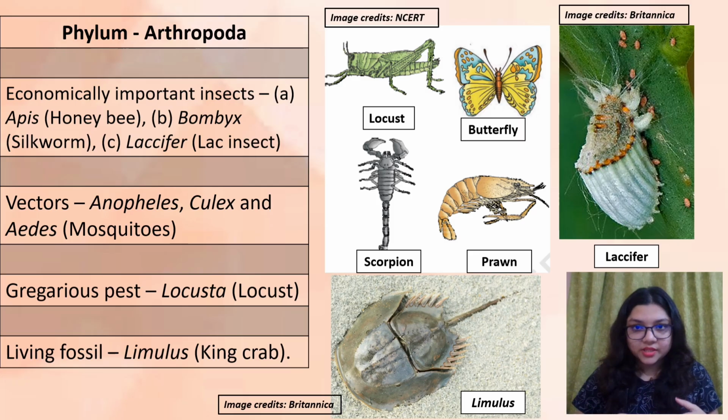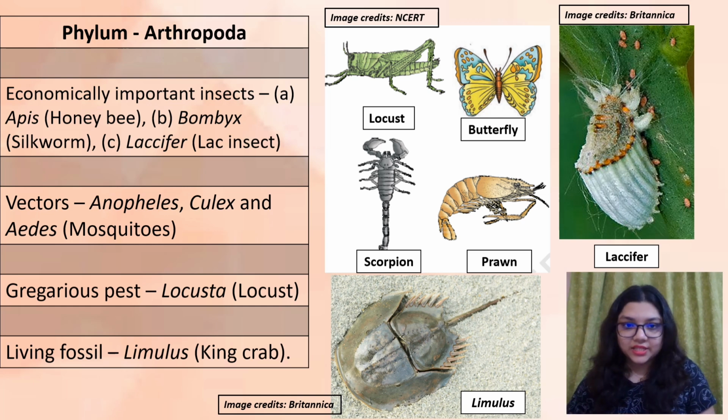One is Apis, that is your honeybee, right? Why is it important? Because it gives us honey. Then you have Bombyx, that is silkworm, and then you have Laccifer, which is the lac insect. So these are economically important, meaning whatever product we get out of these, their major product helps in commerce. Matlab they are sold in the market and they give profit, right?